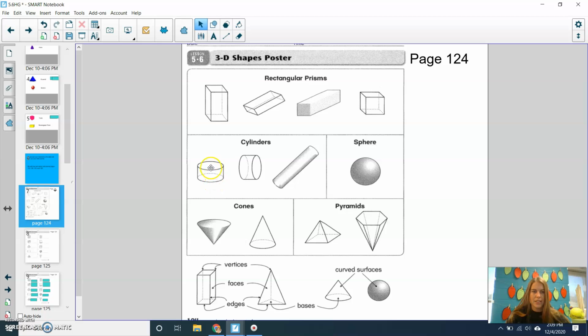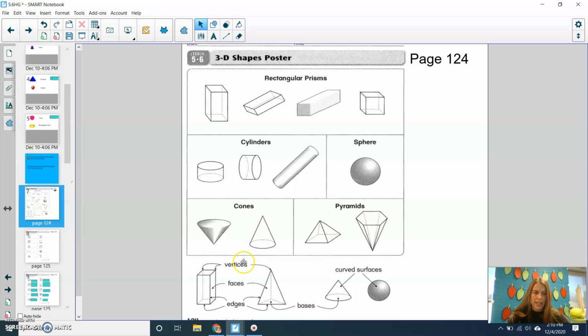We can see our cylinders, how we have a circle on both of the ends. A sphere kind of looks like a ball, but we call it a sphere. A cone, we can kind of think it looks a little bit like an ice cream cone. And then there's a lot of different types of pyramids. So we can see one pyramid that has a square in the bottom. It looks like this pyramid, 1, 2, 3, 4, 5, 6 sides, has a hexagon on the bottom.